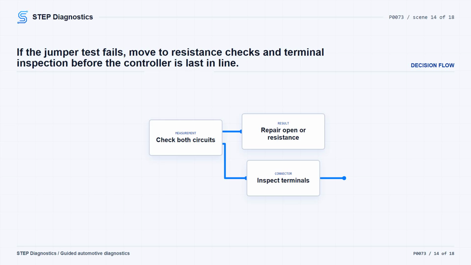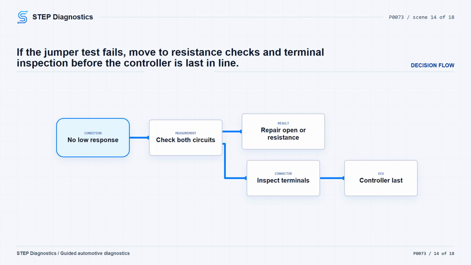check resistance in the temperature sensor signal circuit and sensor ground circuit. Typically, circuit resistance should be less than 5 ohms. Repair any open or high resistance found. If both circuits test good and the signal is still high or only the high fault is present, inspect the related connectors for pushed out, spread, corroded, or dirty terminals before condemning the controller.